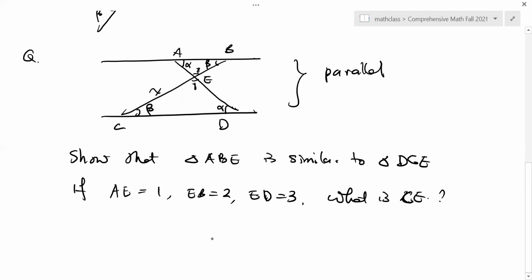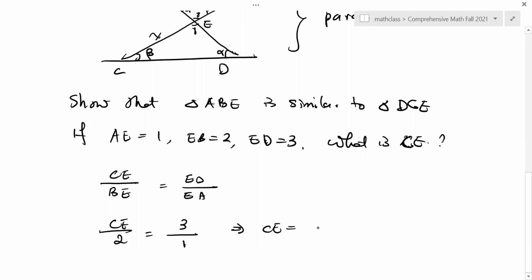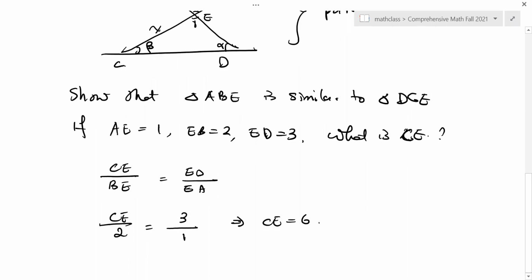CE corresponds to EB, and ED corresponds to EA. If you use this identity, because these two triangles are similar, you will see that CE over EB equals ED over EA. EB is 2, ED is 3, and EA is 1. So CE is going to be 6. That's how to use the similarity.